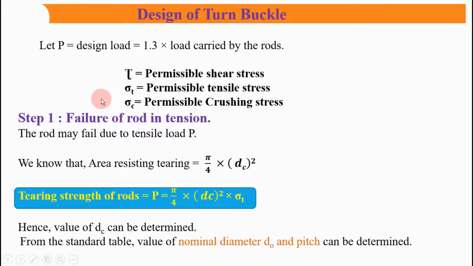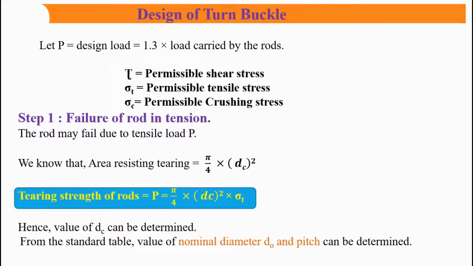Now let us see. Please pay attention guys, please focus on this design procedure, because once you understand it, it is very easy to solve the numericals on the turnbuckle. Whatever formulas, steps and sequence we follow in this design procedure, the same sequence and formulas you need to follow while solving the numerical. The only difference is that in the numerical you put values in the formulas and calculate the answers.